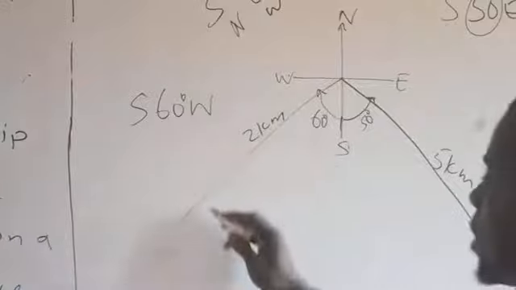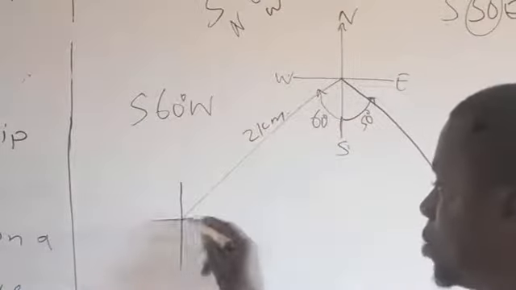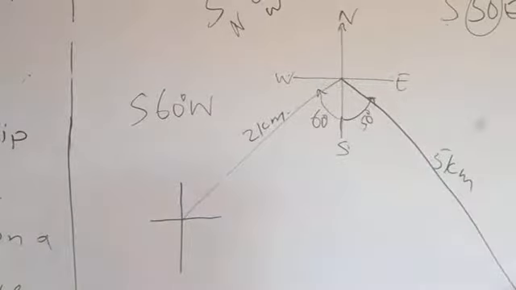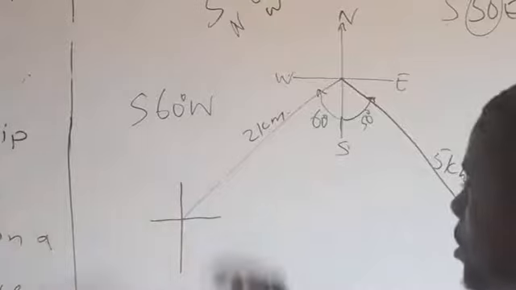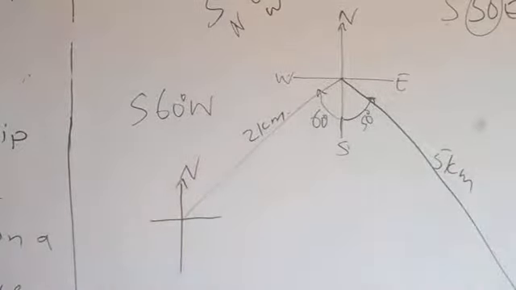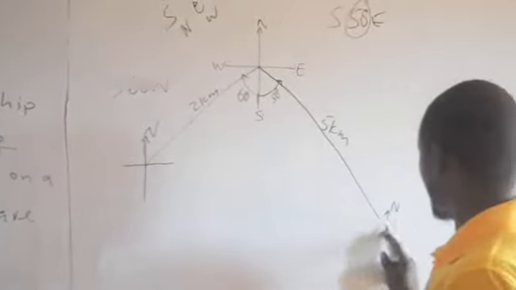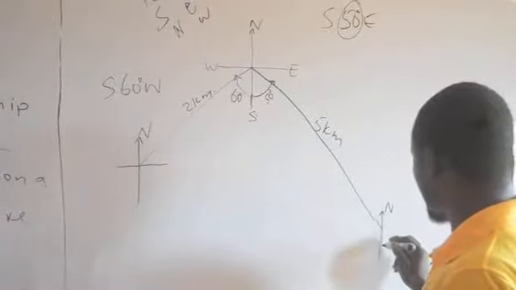Alright, so wherever the line of these 2 kilometers ends, we're going to draw another four cardinal points. That is the rule. This place becomes your north, and this is also your north. Alright, so you now join the two lines. You're going to use the ruler to do that so that you get a perfect diagram. So let's join the two together.